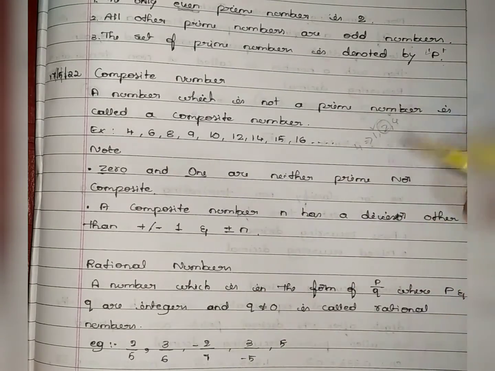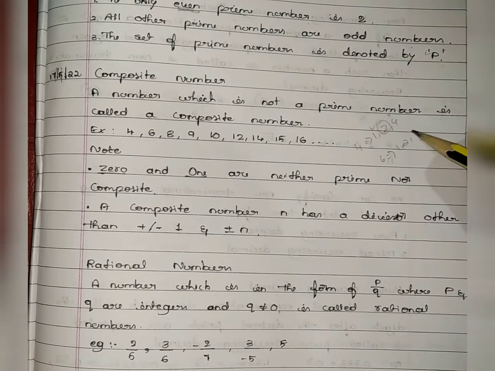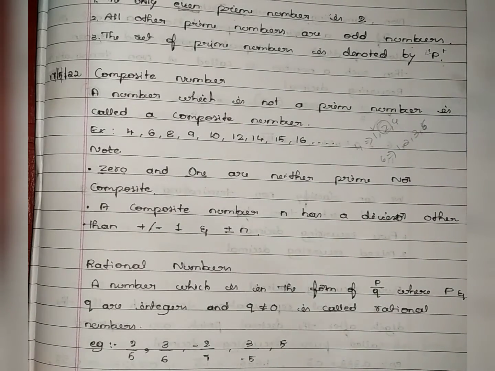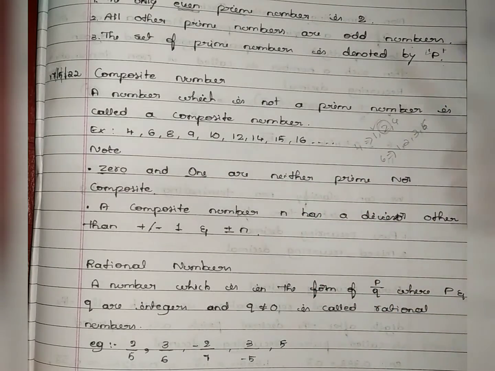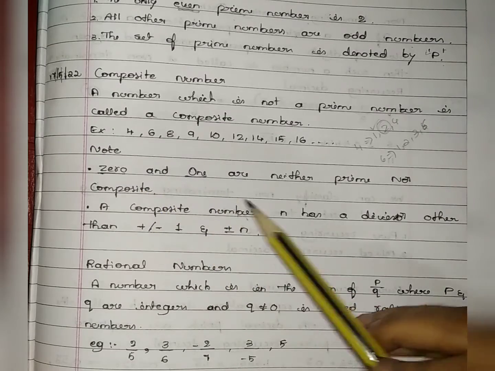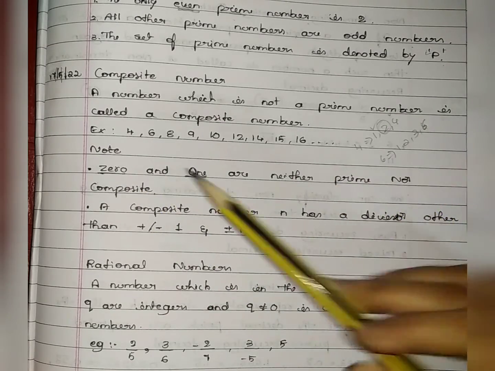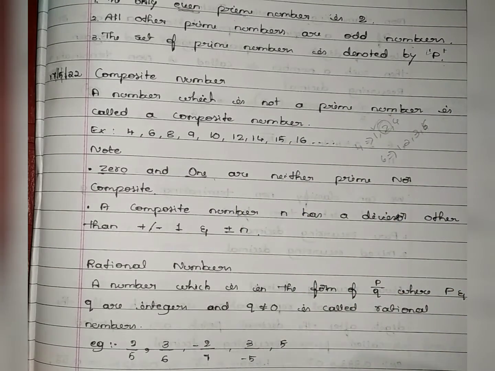So 6 also has so many divisors: 1, 2, 3 and 6. So it has totally 4 divisors. Similarly for other examples. Note, we have some note: 0 and 1 are neither prime nor composite numbers.